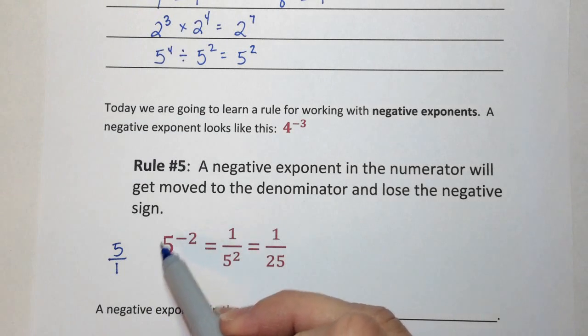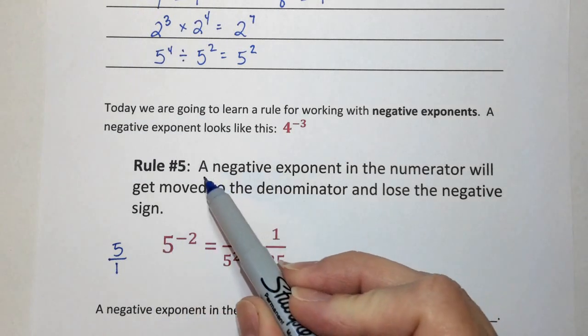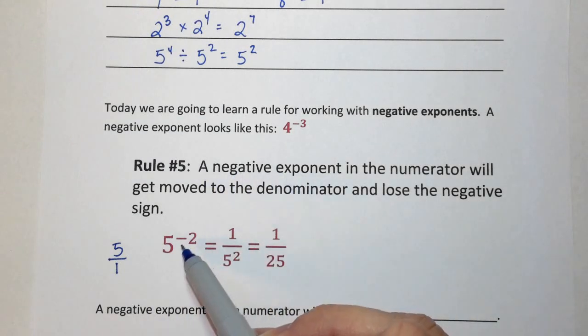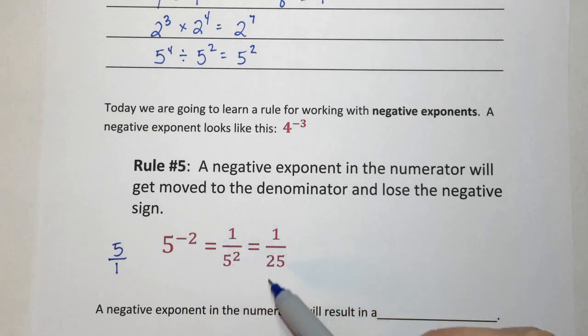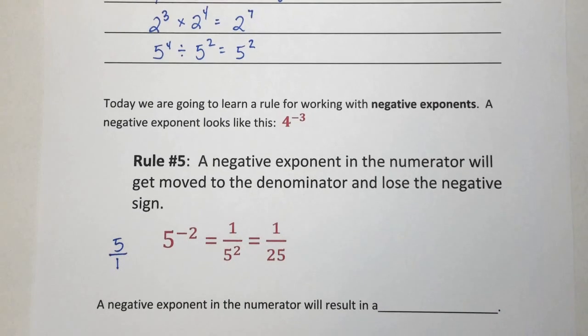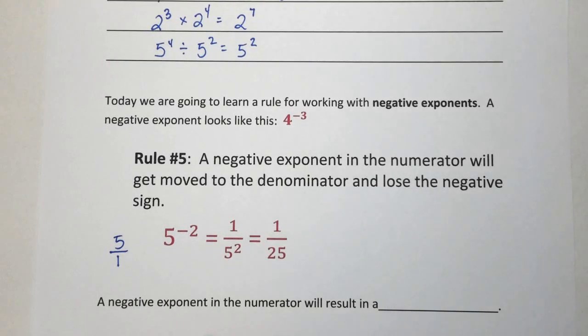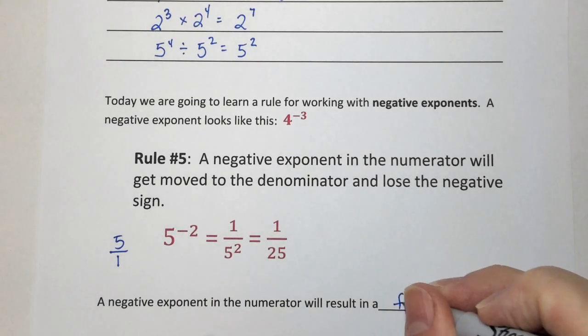So this number here is the numerator. So a negative exponent in the numerator will get moved to the denominator. So make it into a fraction and get rid of the negative sign. So 1 over 5 squared would be 1 over 25. So a negative exponent in the numerator will result in a what? Fraction.